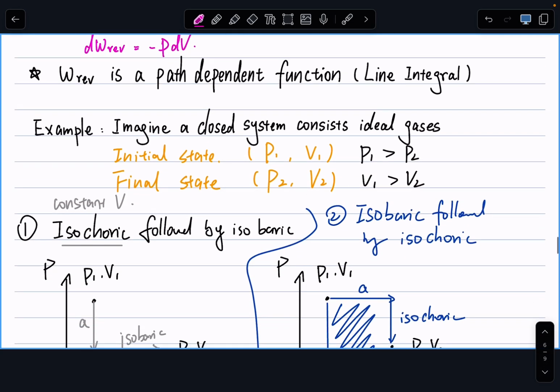And what we discussed is that the work itself is a path-dependent function. So depending on how the work is being done, whether it's isobaric followed by isochoric or vice versa, you might get different work for the process, even if the initial state and the final state are the same.